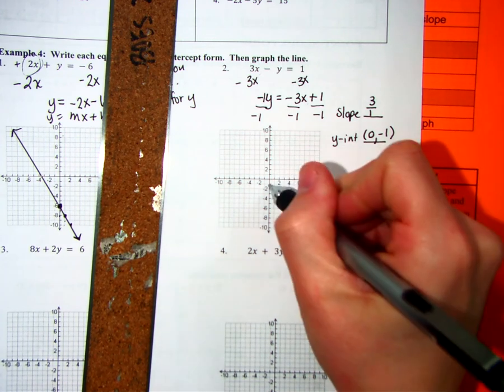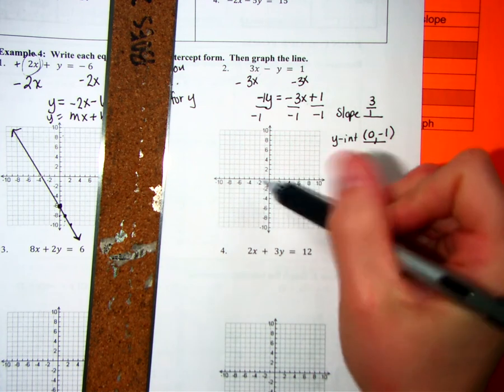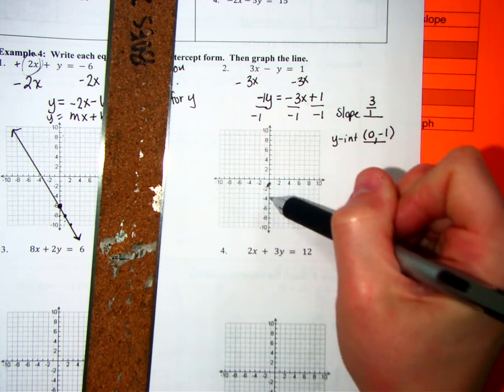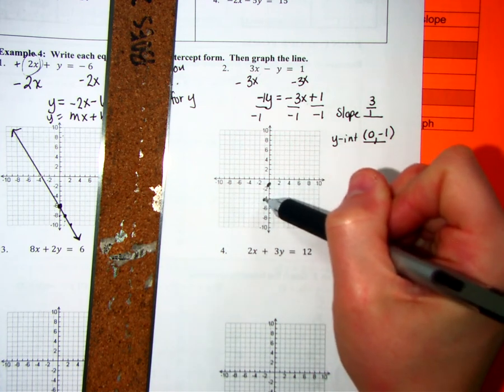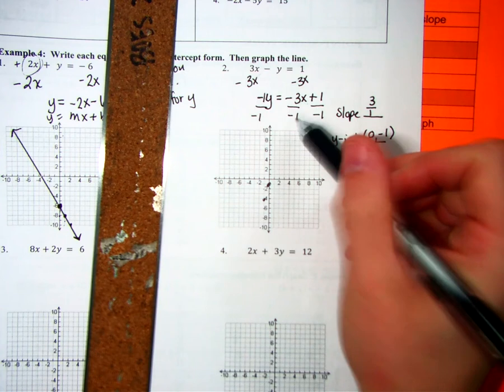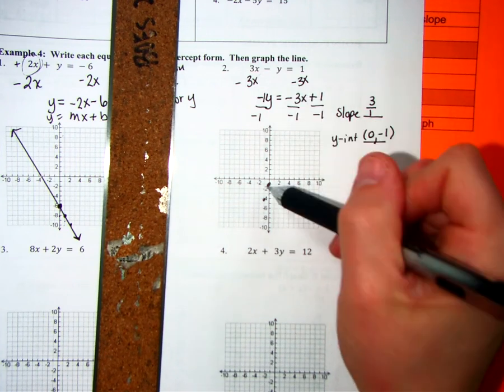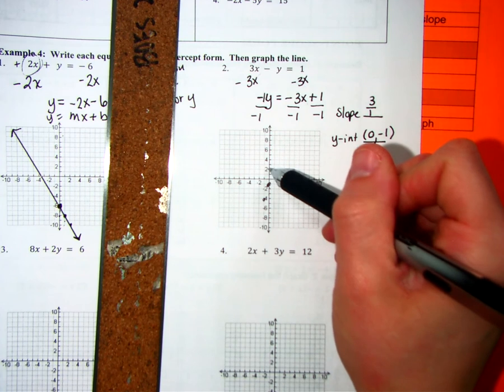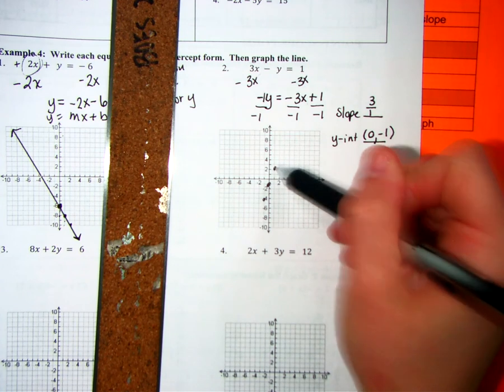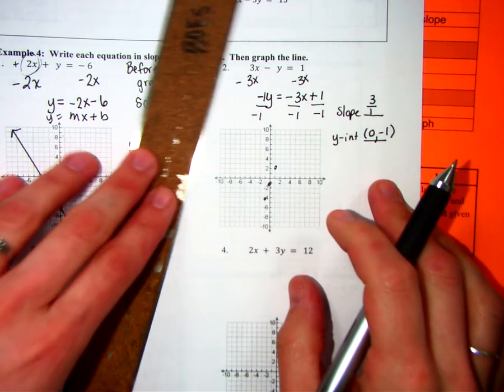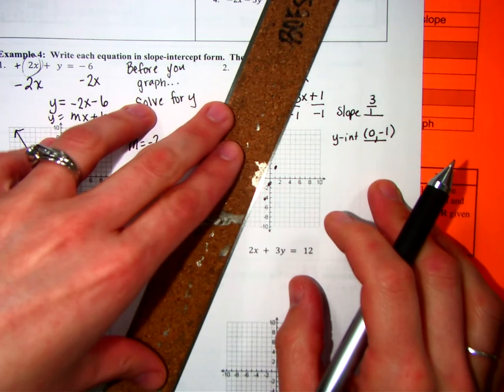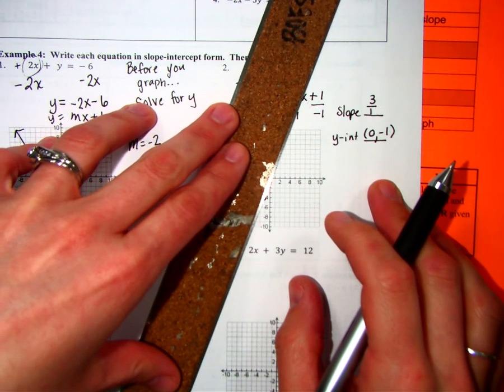Okay, so I'm going to start at -1, and you can go down 3, left 1, because that's the negative. So you can go negative like you had in your slope here, or you can go positive. Okay, and I'll connect those dots.